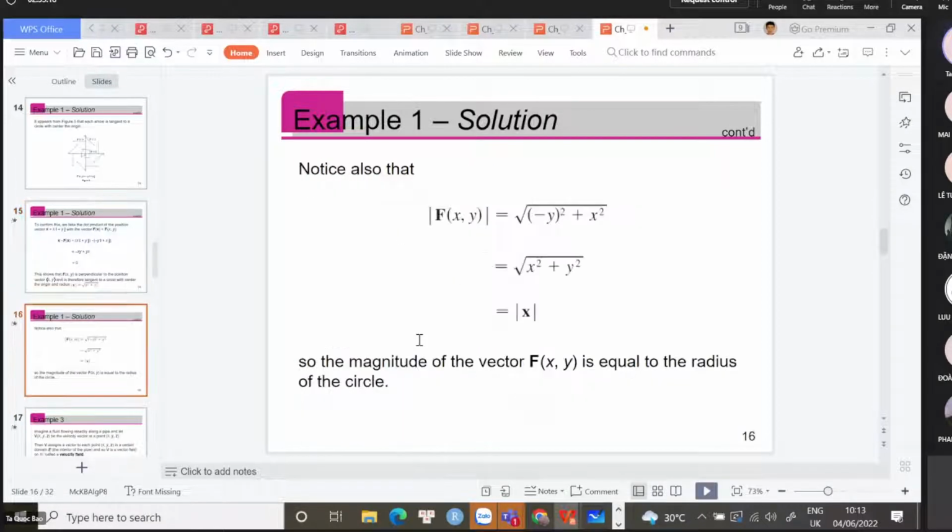Therefore we see that it's a tangent to the circle with the center at the origin and radius the length of x, like this. Okay, so we have the length of the vector field exactly equal to the length of x. Okay, so therefore the magnitude of vector f(x, y) is equal to the radius of the circle in this example.